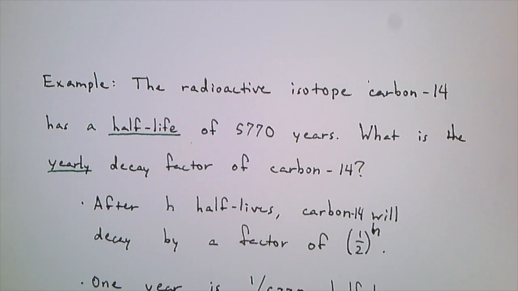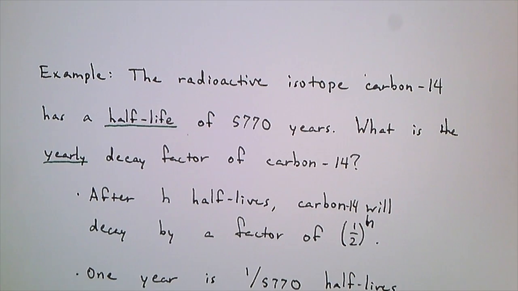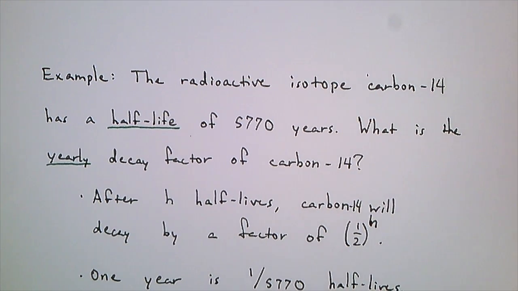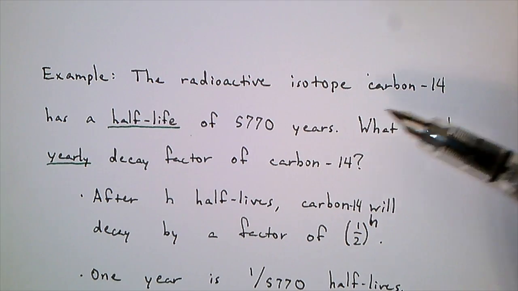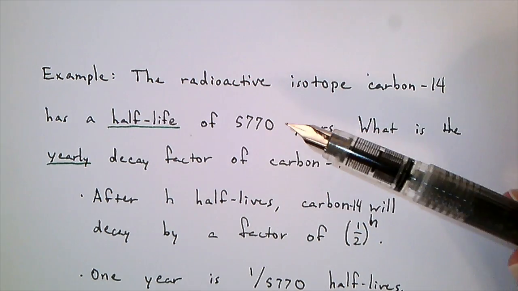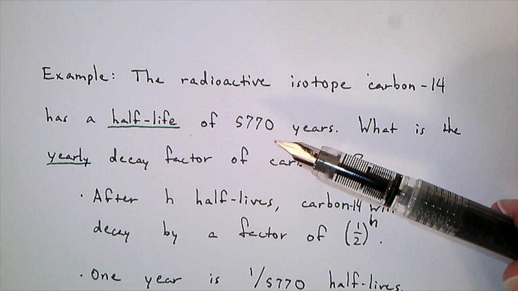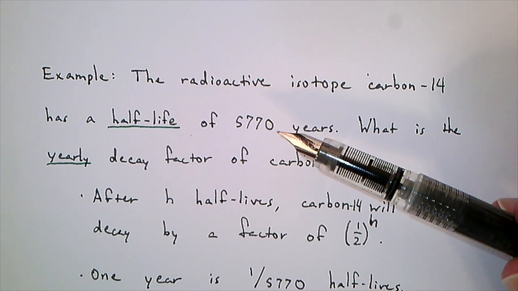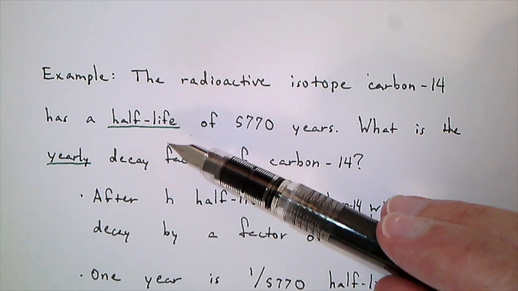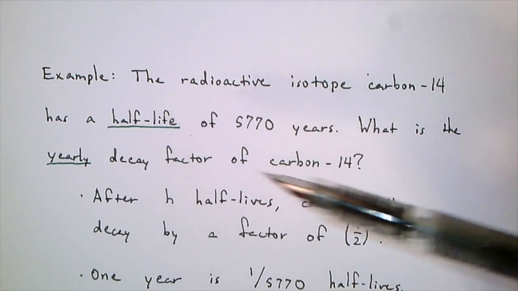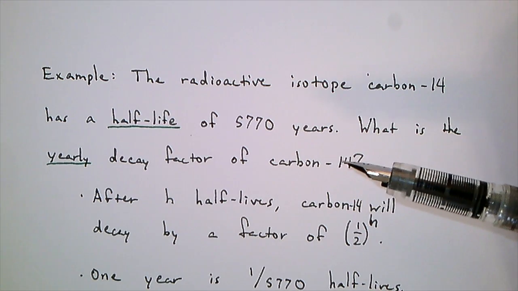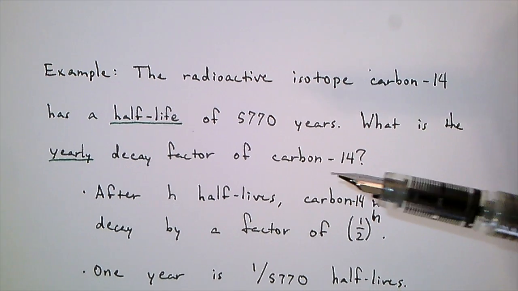This idea can also come in handy in examples like this, where we have a radioactive isotope of carbon-14 with a half-life of 5,770 years. But what I'm interested in is not the half-life. I want to figure out the yearly decay factor for carbon-14. Let's think through how this works.